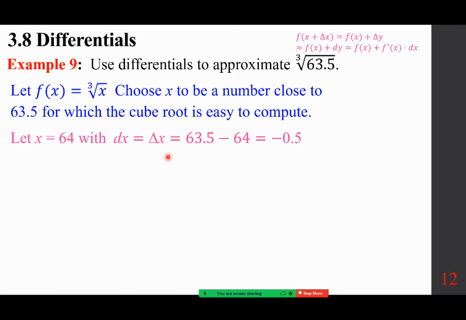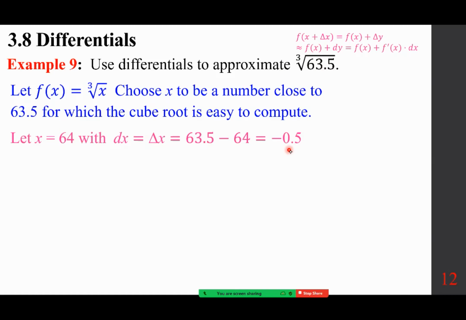So it's important to know that delta x is negative. The reason why, because this is the number we can easily handle. We are interested in cube root of 63.5, so it's going to be smaller than 4. That's why dx becomes negative. If it were, let's say, 65, then delta x or dx would be plus 1. We are adding a number. So you want to be very careful with the sign.